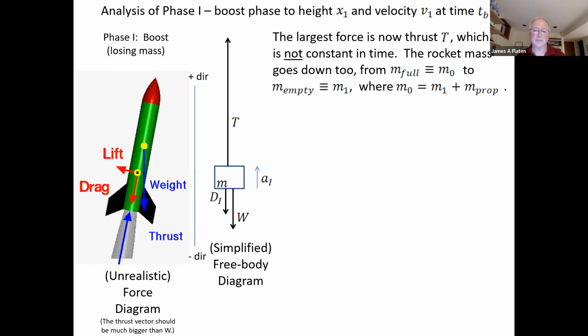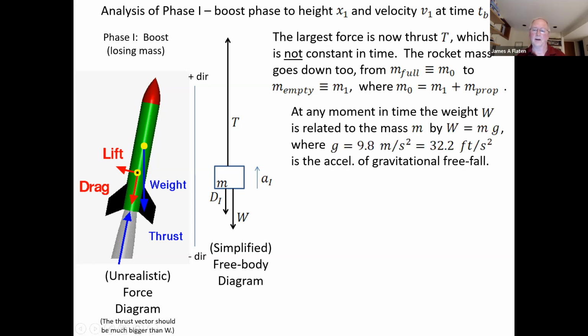So the empty mass, M1, is... well, M0, the total mass, is equal to M1 plus the mass of the propellant, okay? So the idea is the difference between those two masses is the propellant, which is going to get burned. At any moment in time, there's a specific weight, and the weight is m times g for that moment in time.